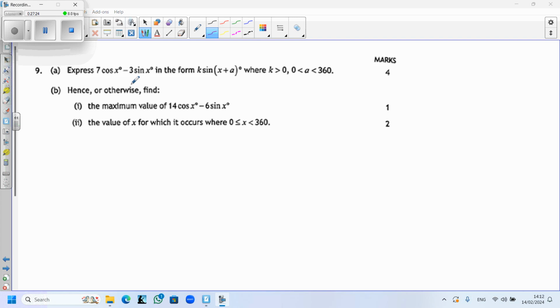Question 9. Express 7 cos x minus 3 sin x in the form k sin(x + a). So we've got a wave function, and then hence or otherwise find the maximum value of that thing and where it occurs. Okay, so we'll set up our wave function.